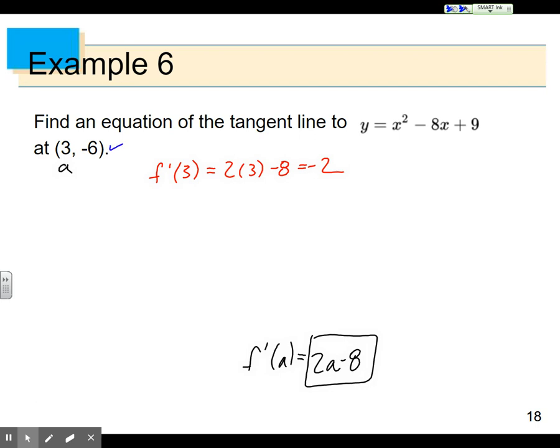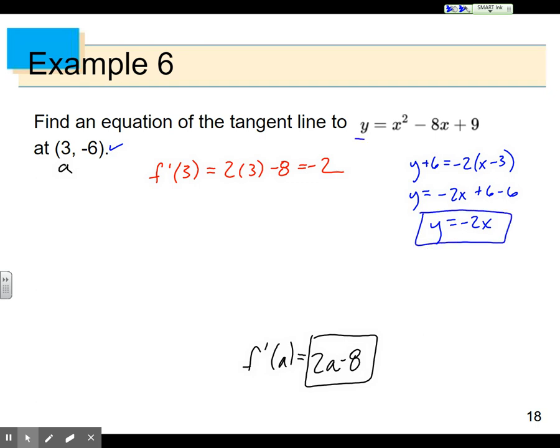I've got a point. I've got my point slope form ready to go. So that'll be y plus 6 equals negative 2 times x minus 3. So I'm going to subtract 6 from both sides. Oh, they canceled. So the equation of my tangent line to this parabola that would go through this point would be y equals negative 2x.